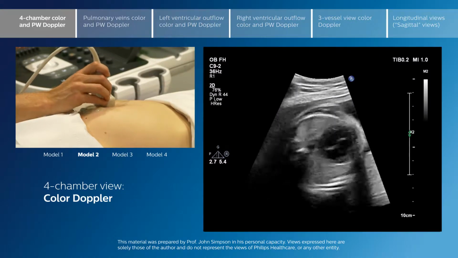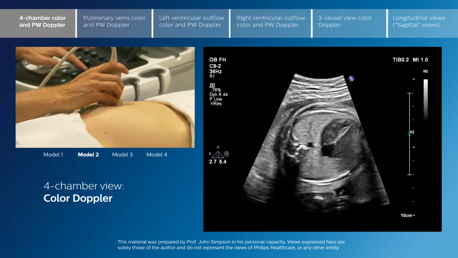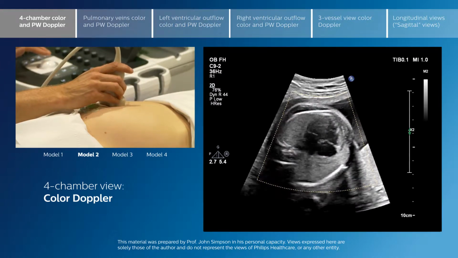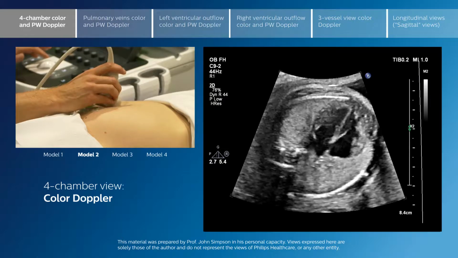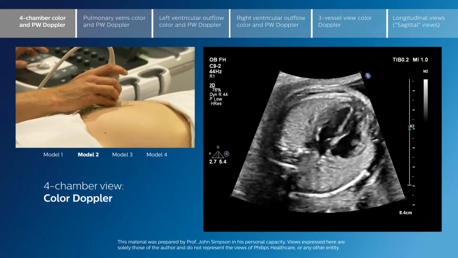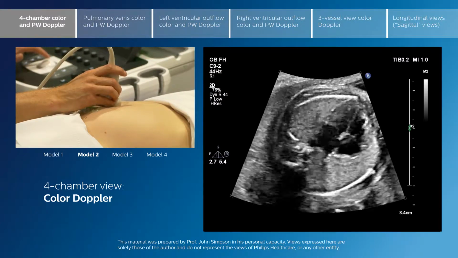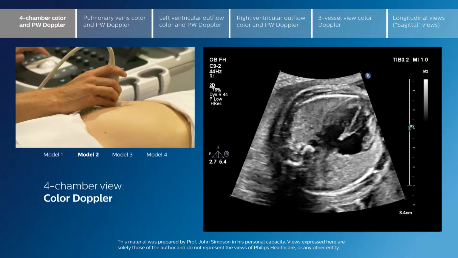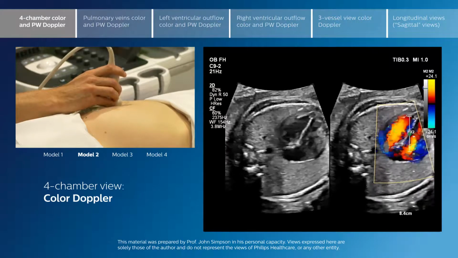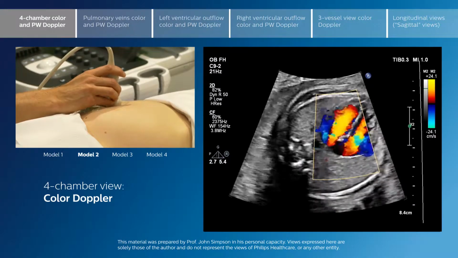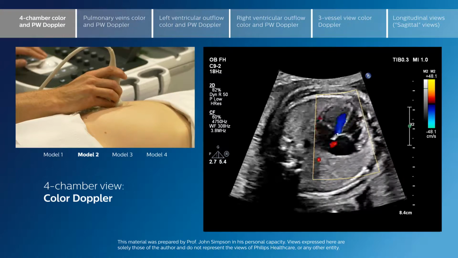We suggest that once the views of the heart are obtained in cross-section, the use of color may be extremely helpful to confirm the flow into the heart and the flow in the great arteries. So here I've gone back to the 4-chamber view, and what we're seeing are the symmetrical size of the left and right ventricles, the opening of the tricuspid valve, and we are now seeing the flow into both the right and left ventricles of the heart.